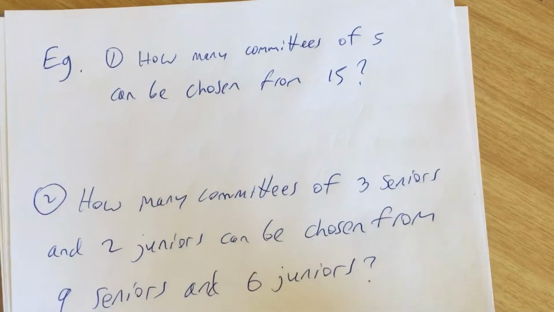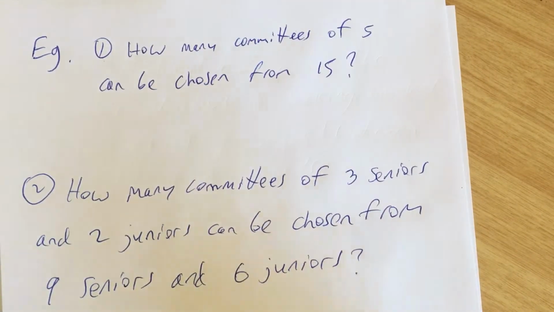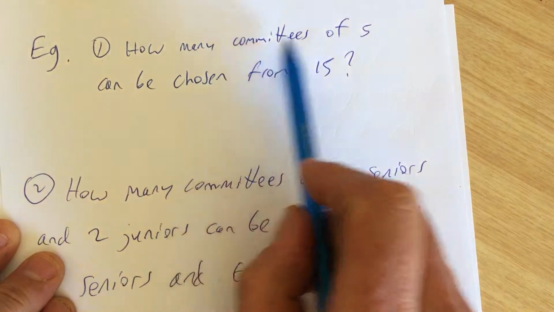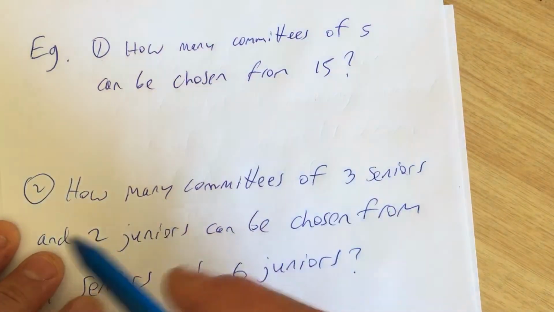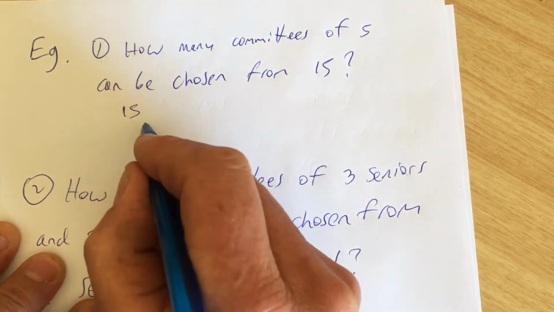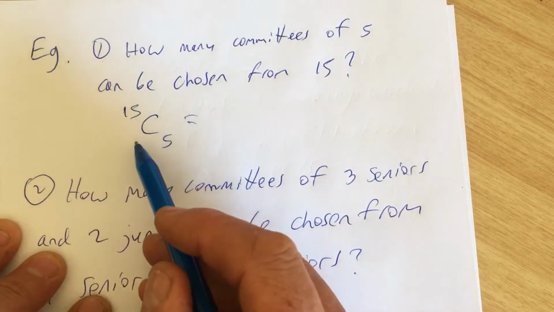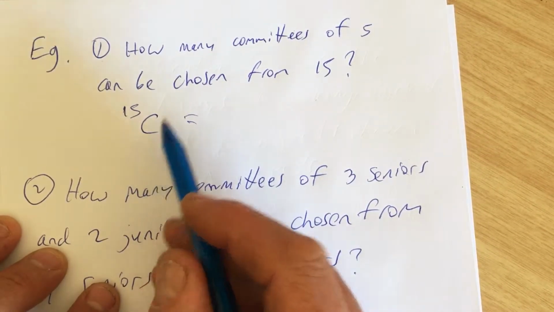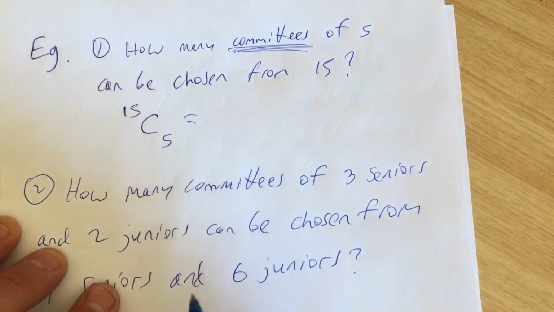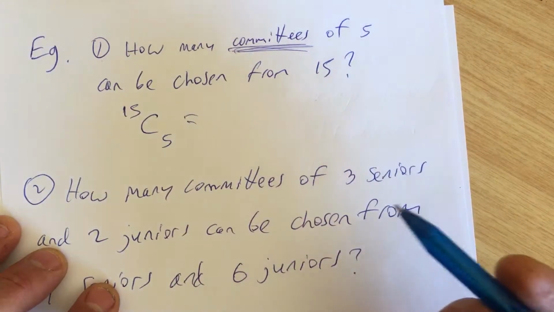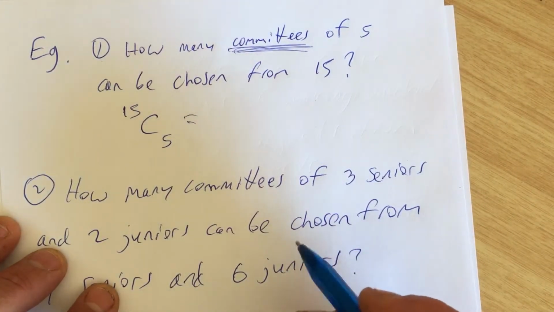All right, so let's use it. This is fast if you just use the NCR button, so let's stick to that. How many committees of 5 can be chosen from 15? So that means from 15, you are choosing 5. So C sort of stands for choosing. Of course, you've got to make sure order doesn't matter. Order doesn't matter for a committee. The 5 people are just going to be the 5 people regardless of who was picked first.